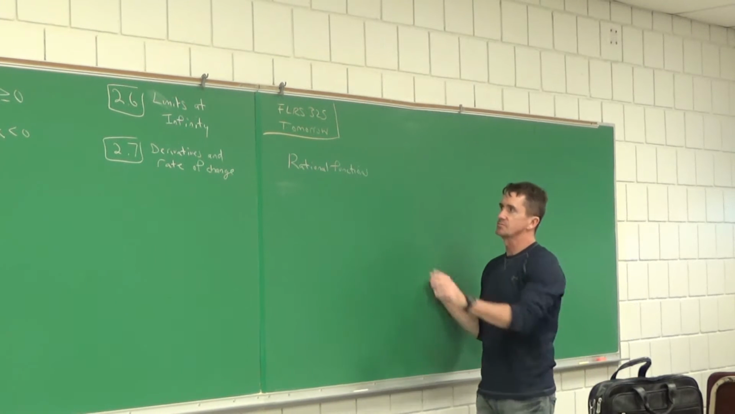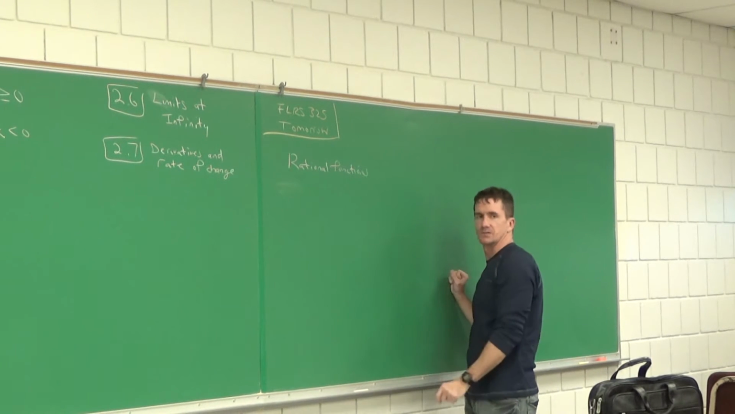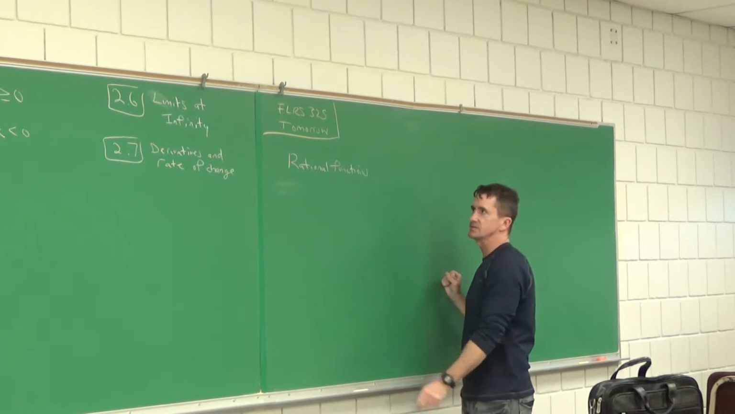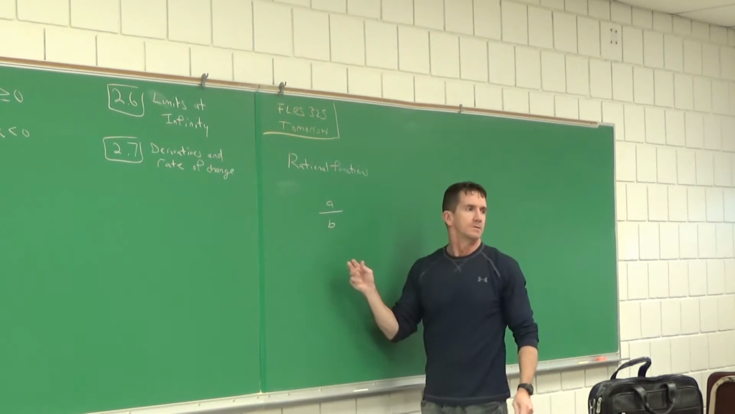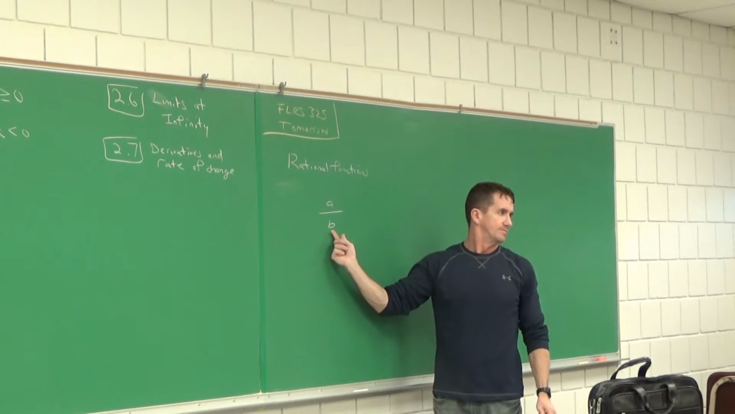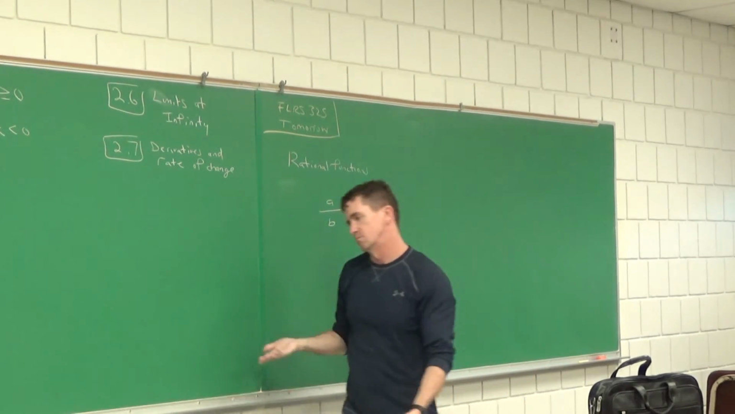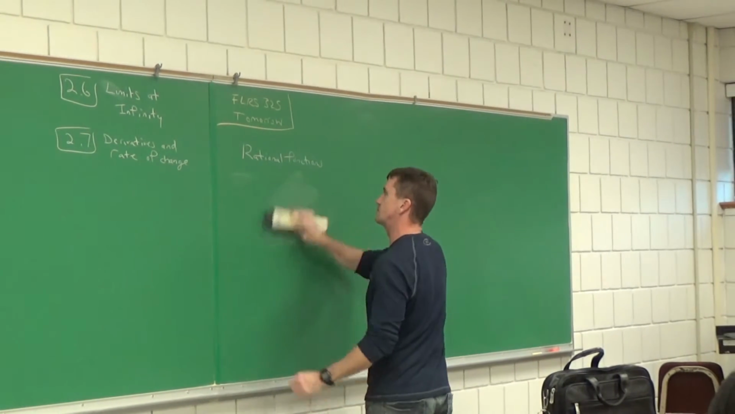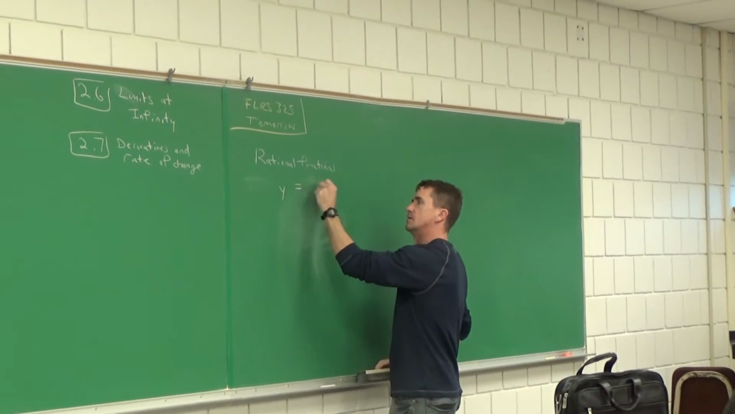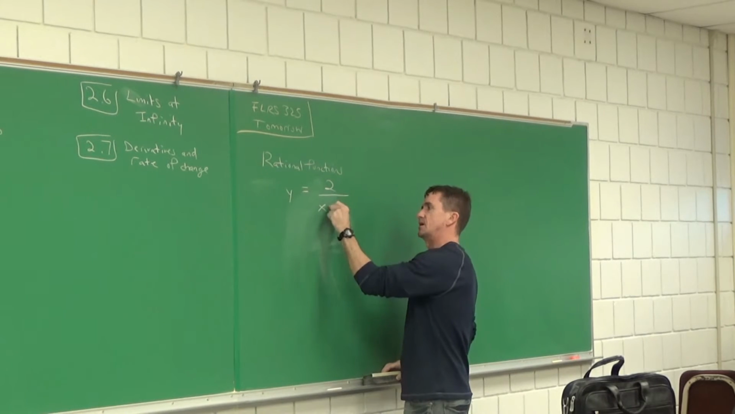So there are basically 3 main scenarios with rational functions. A rational function is just a function defined as a over b, where b is not equal to 0. All right, so one example would be this: y equals 2 over x minus 3.